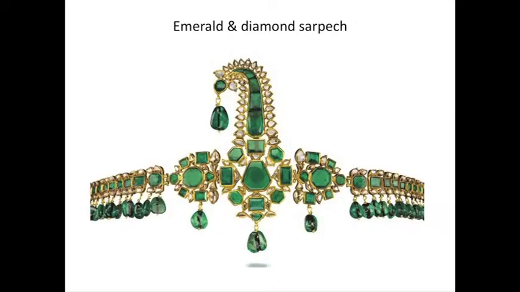Here we have another sarpech. This one is entirely emerald. It dates from the mid-18th century, so mid-1700s, late Mughal period. And 78 of these emeralds are of Colombian origin. So there's quite a lot of international trade that's involved in some of the materials with which these beautiful jewelry pieces are made.